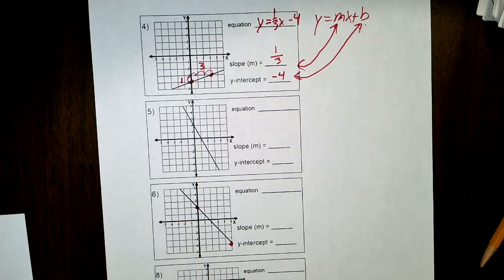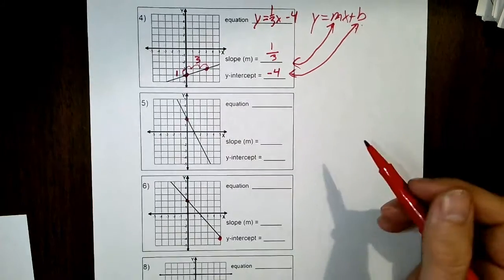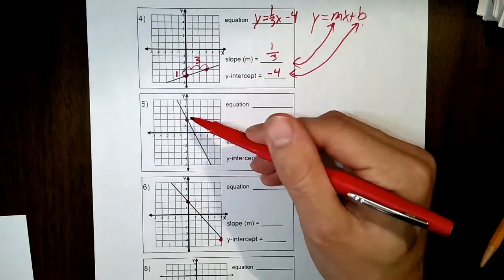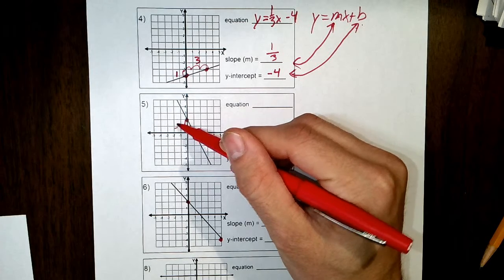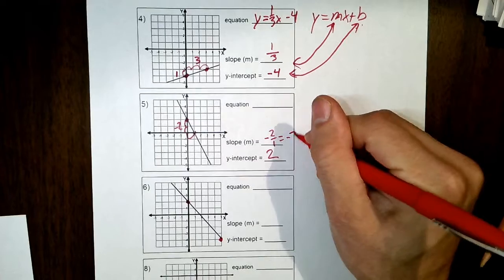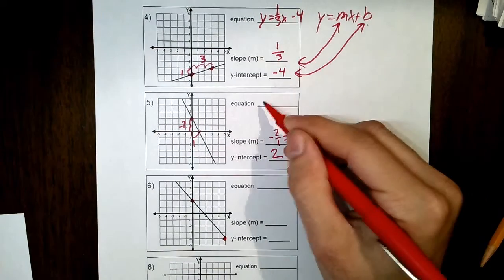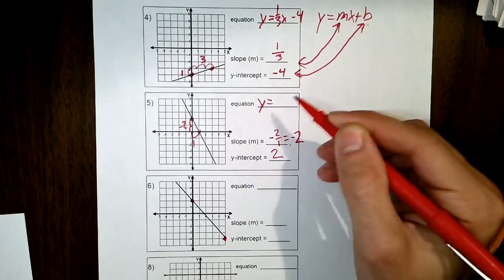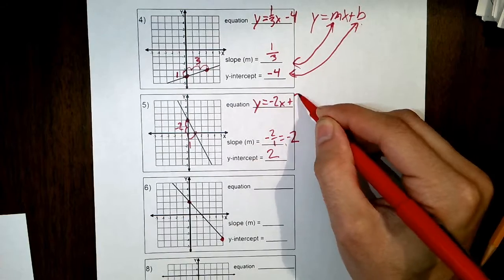Number 13, should be Daniel. What's our y-intercept? 2. Our slope? 2 over 1. 2 basically. 2 over 1, and it's negative 2. So negative 2 is your slope. And we went down 2 over 1, and so then our equation, put it together. Y equals negative 2x plus 2. Nice.